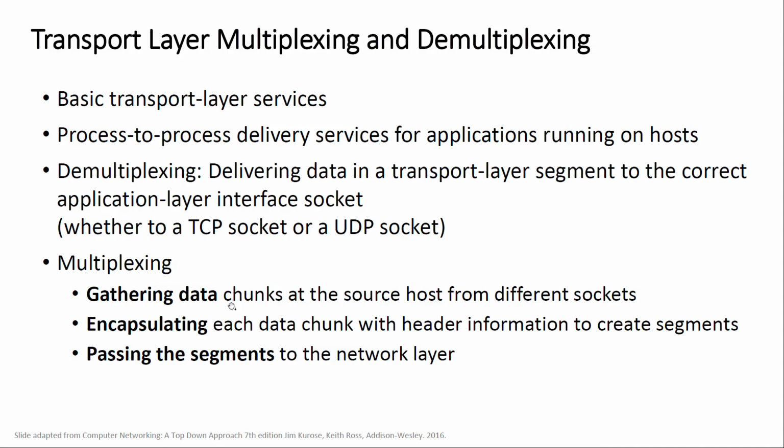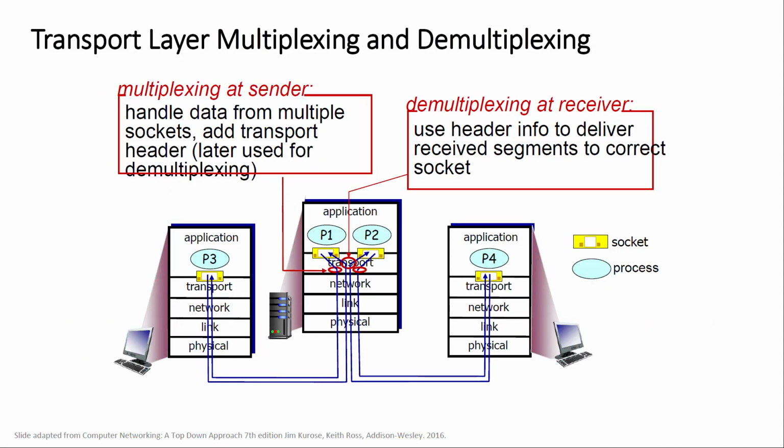Let's start with multiplexing first. Multiplexing occurs like this when somebody sends a TCP message. It consists of gathering data chunks at the source host from different sockets, encapsulating each data chunk with header information to create segments, and passing the segments to the network layer. This is what happens in multiplexing. But when the receiving side receives this message, demultiplexing occurs. It delivers data in a transport layer segment to the correct application layer socket, whether a TCP socket or a UDP socket. It depends on the type of data you receive.